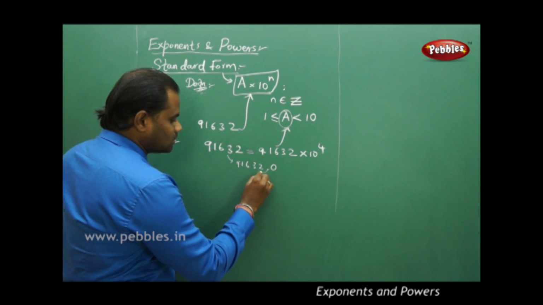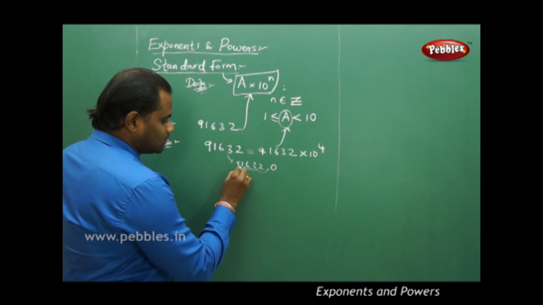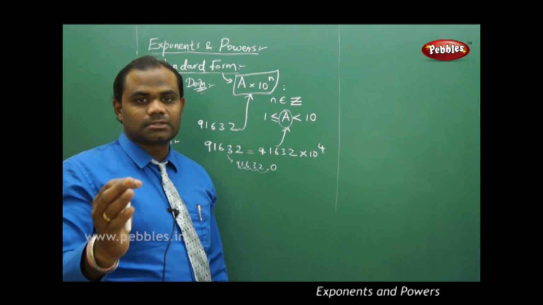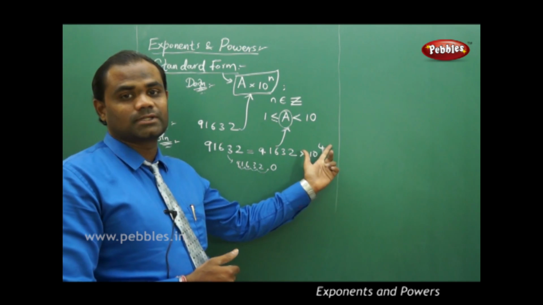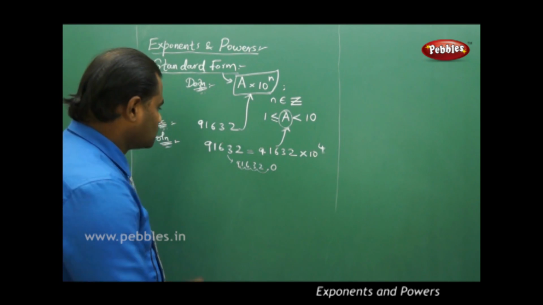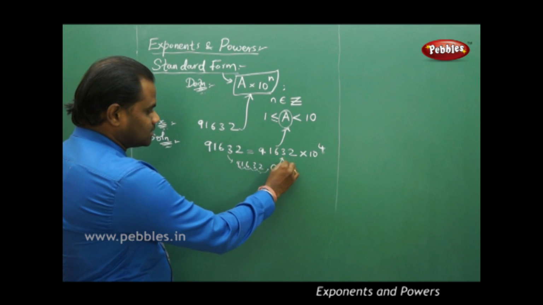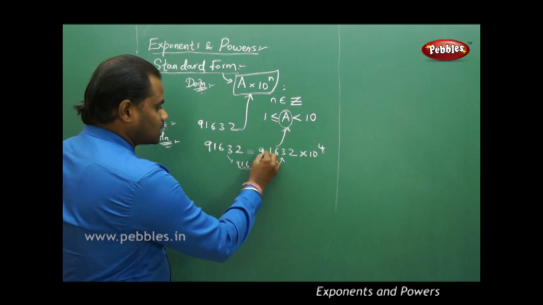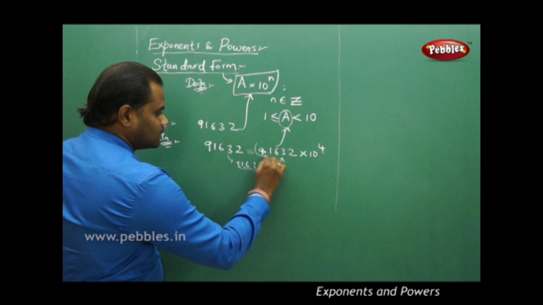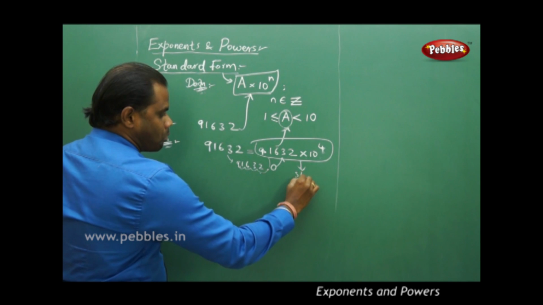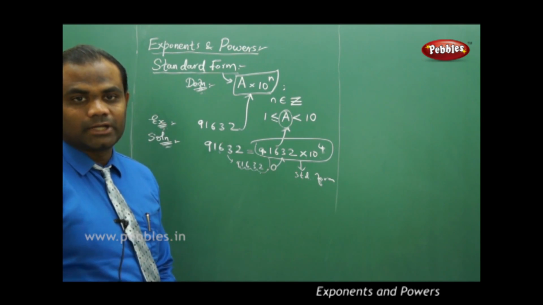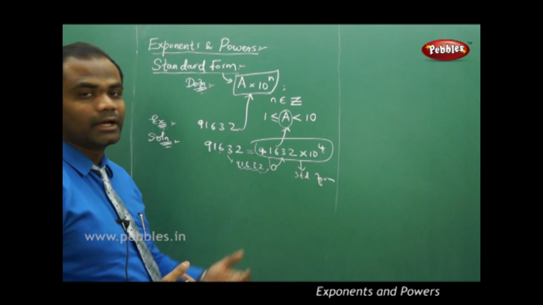Here it is understood that 91632 is generally understood as 91632.0. Therefore, to move the decimal to the 1, 2, 3 and 4th place, I need to raise to power 4. If I want to move the decimal to the 6th place, then I raise to power 6. To the 2nd place, then I raise to power 2. Because of this concept, I can just write the given number as 9.1632 into 10 power 4, which is called the standard form of the given number. So let's take one more example through which we identify the standard form.